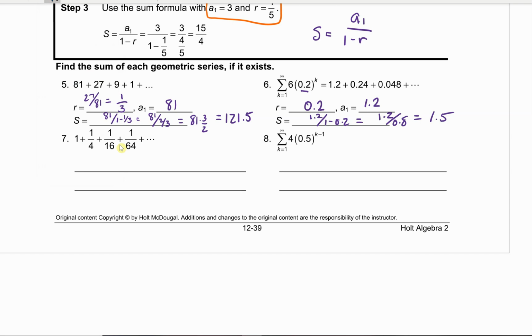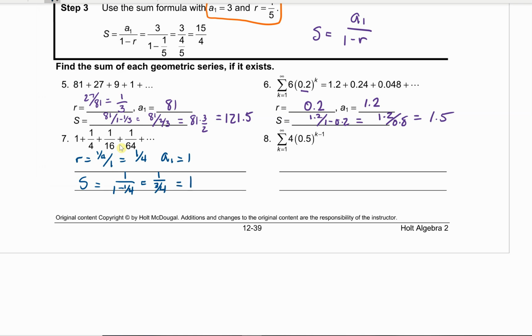If we look at number 7 here, r is going to be 1/4 divided by 1, so it's 1/4. A1 is 1, so the sum is going to be 1 divided by 1 minus 1/4, so 1 divided by 3/4.